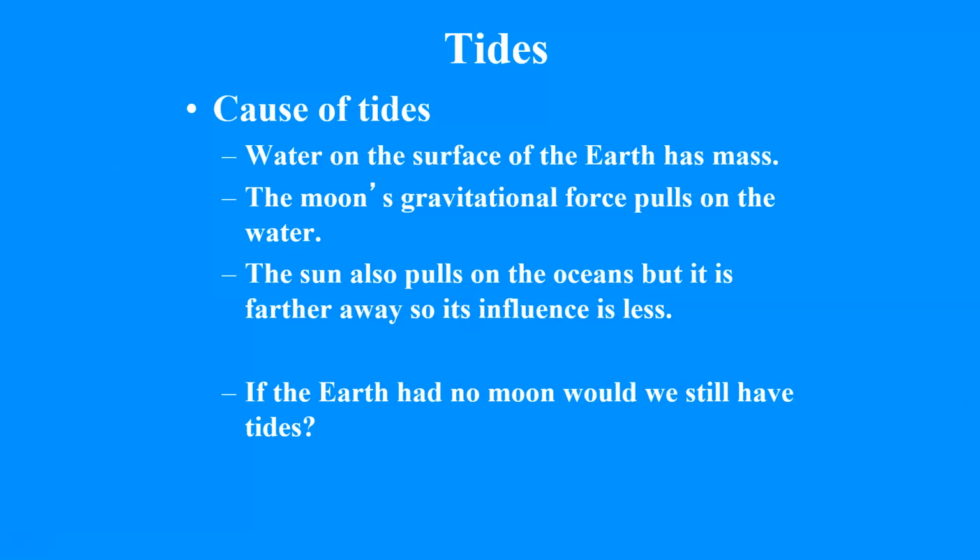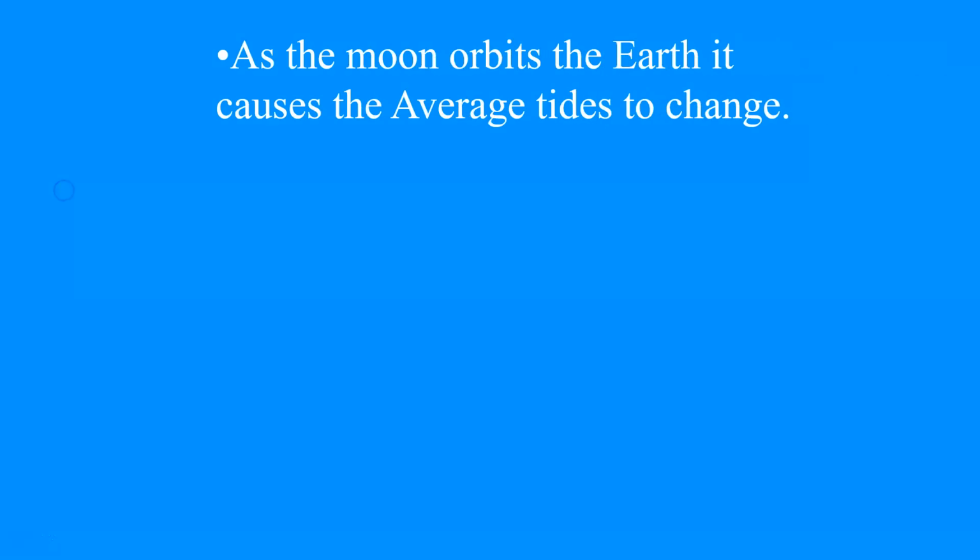So if Earth had no moon, would we still have tides? And the answer is yes, but they would just be less drastic. So when we look at this, the moon causes the tides to change, all right? So it causes the average tides to change depending on the position of the moon.